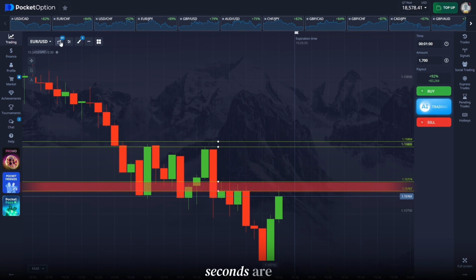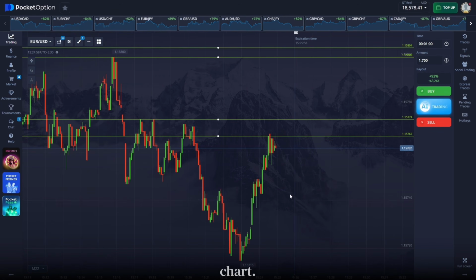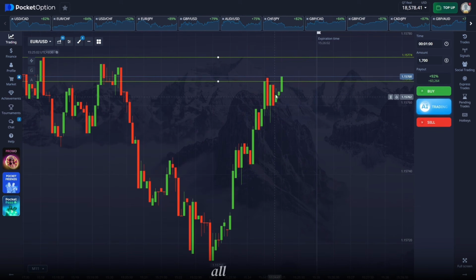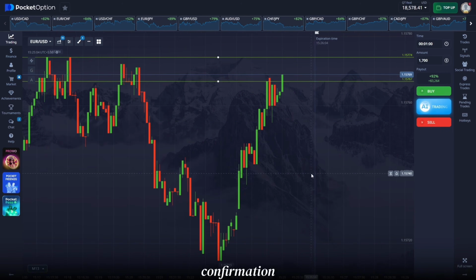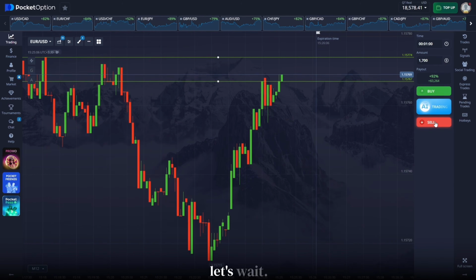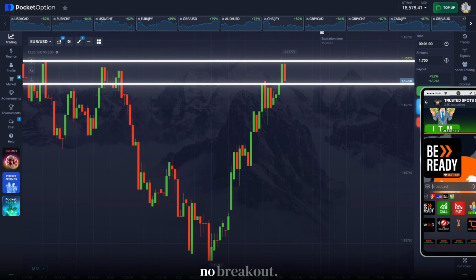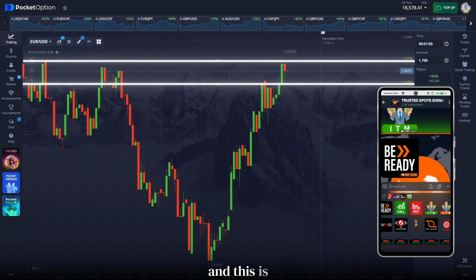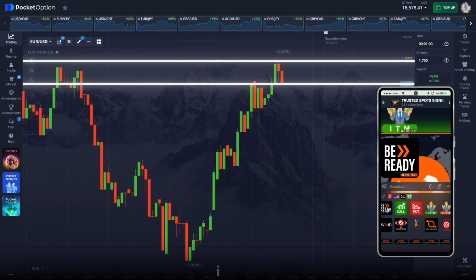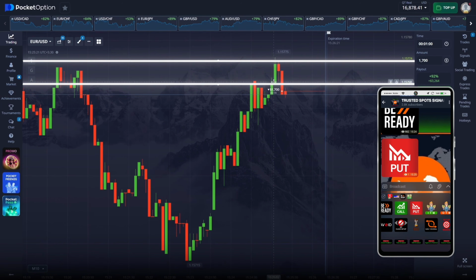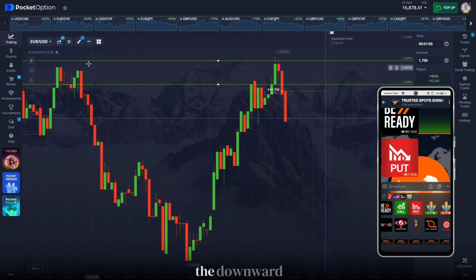Last 6 seconds are remaining. I'm opening my 5-second chart and we already have a good rejection candle. All I need is strong selling confirmation now to place a trade. Let's wait. Chances of reversal are super high here because the 1 minute candle gave no breakout, and this is still not a solid confirmation. I need, yes, that's a confirmation from these sellers, that they are strong in this zone and they will push the price in the downward direction.